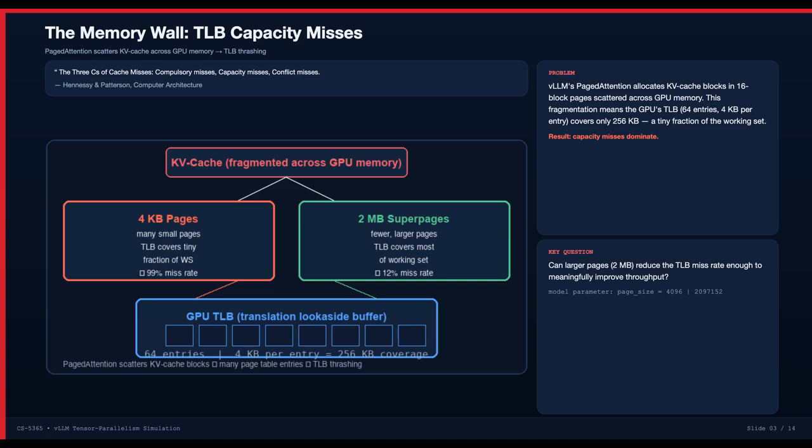Think of it like trying to complete a massive jigsaw puzzle, but your desk only lets you look at 64 tiny pieces at a time. You would spend all your time swapping pieces out and never actually making progress on the puzzle. And that's exactly what happens with the TLB.